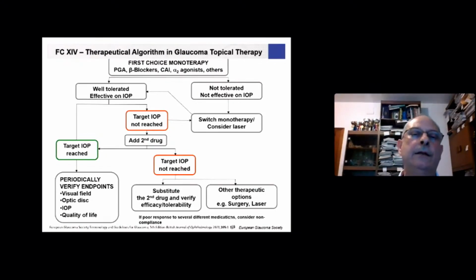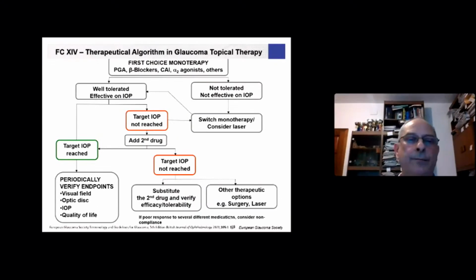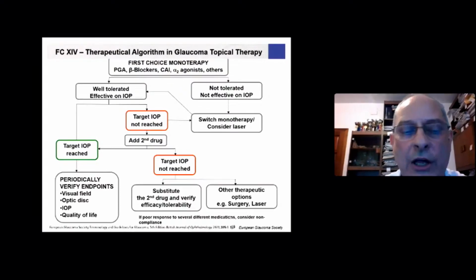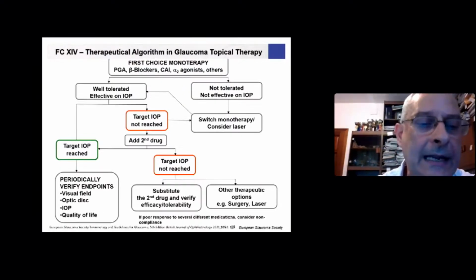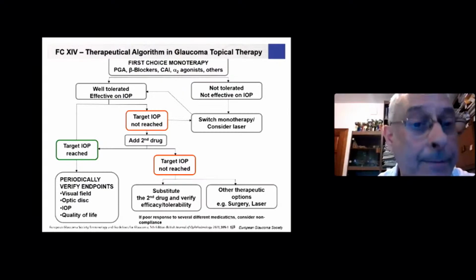So as you can see on this quite complicated flowchart, when the monotherapy is introduced and the target IOP is reached, this is the left side, then we are happy and we can carefully follow the patient for IOP, visual field, and structural changes. And if the patient is stable, glaucoma does not progress, we are happy.